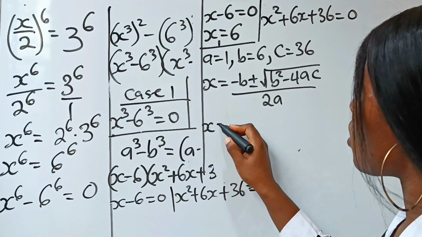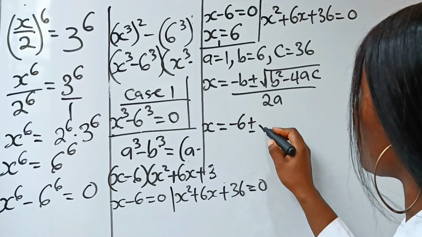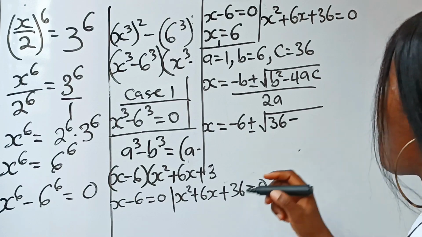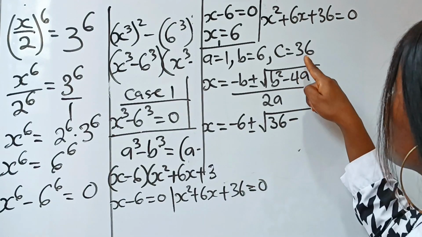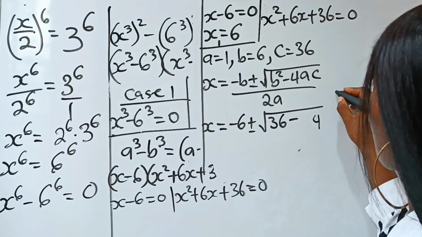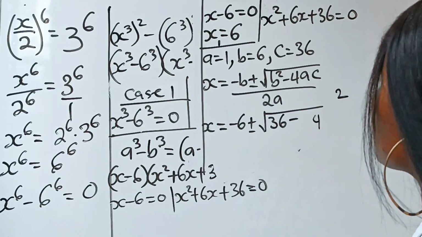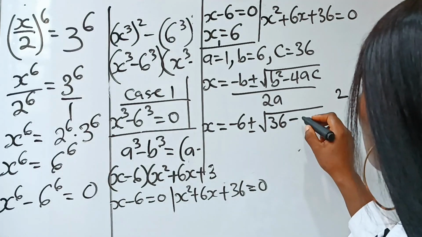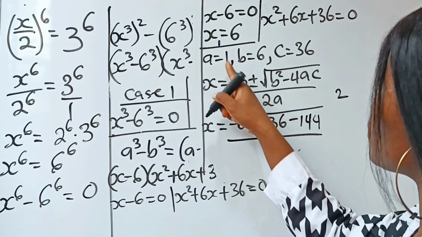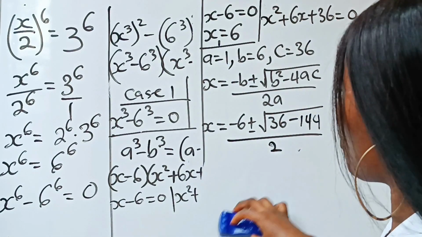So therefore we can solve our x as minus b, that is minus 6, right, plus or minus the square root of b squared, that is 6 squared, which will give us 36, minus 4ac. 4 times 36 times 1: 4 times 6 is 24, carry 2, 4 times 3 is 12, plus 2 is 14, right? So divided by 2a, that is 2 times 1, which is still 2. All right, now we solve.